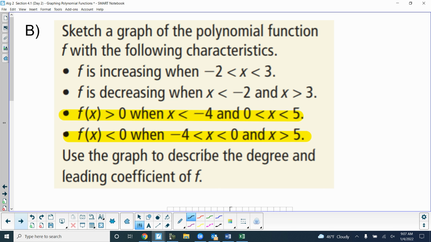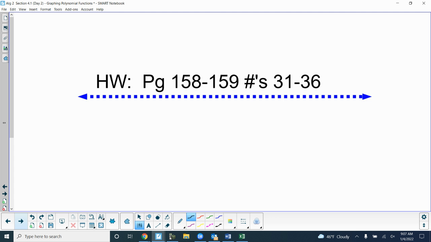All right, so there's your assignment. The first two are just graphing, like we did yesterday. Then the last four are kind of like what we just did: a little positive, negative stuff, doing intervals, and drawing the graph too.